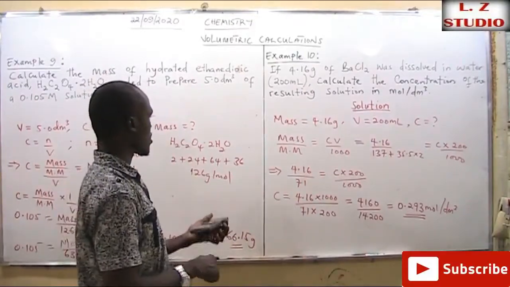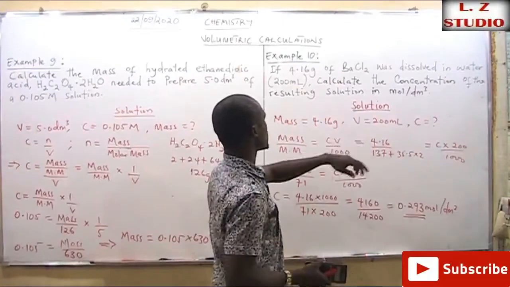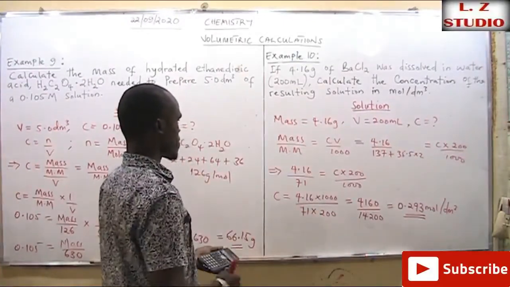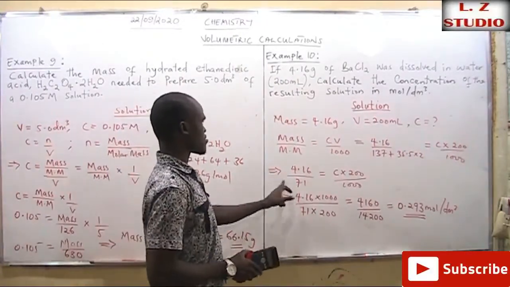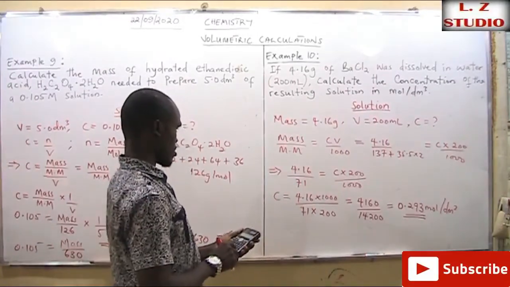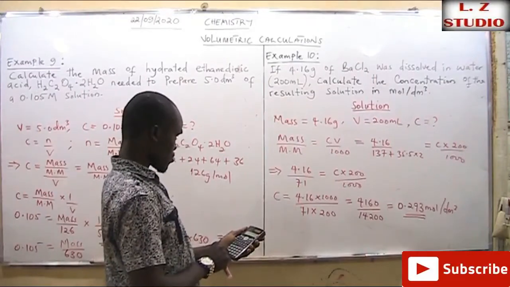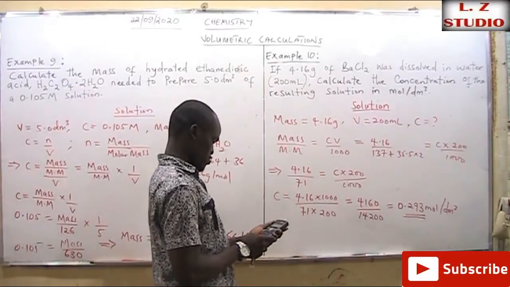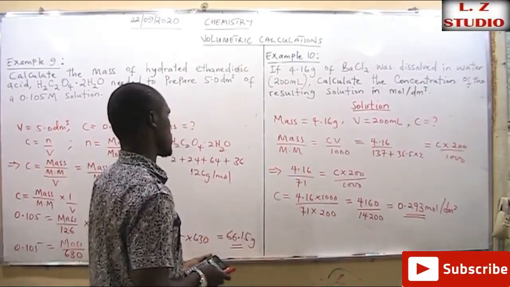Let us check. Mass given is 4.16. We have the volume there. What are we missing? Molar mass of barium chloride. Barium is 137. So 35.5 times 2 plus 137, so it's 208.